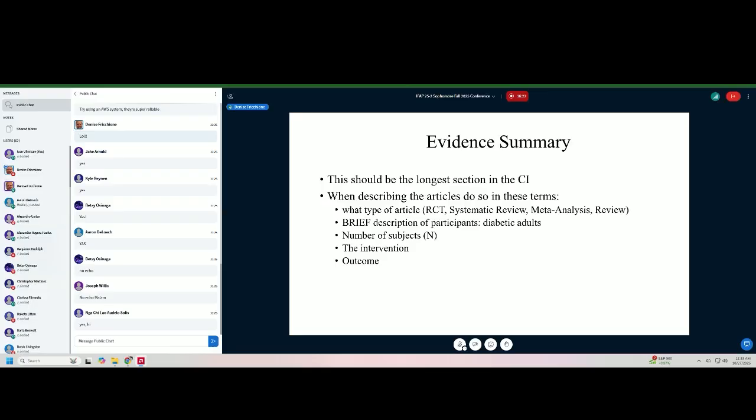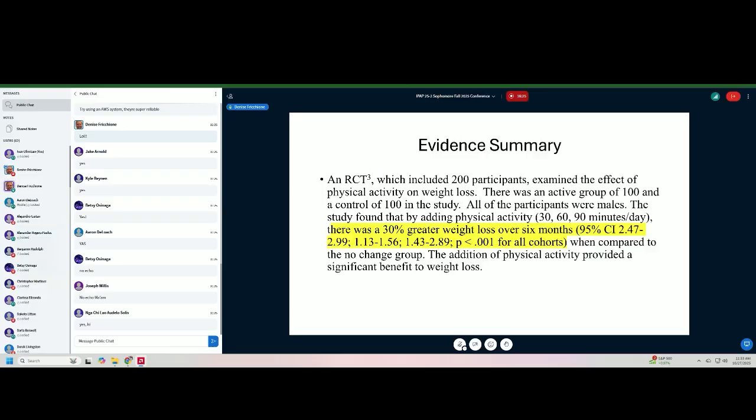What were they looking at, and what did they find? What were the overall conclusions?